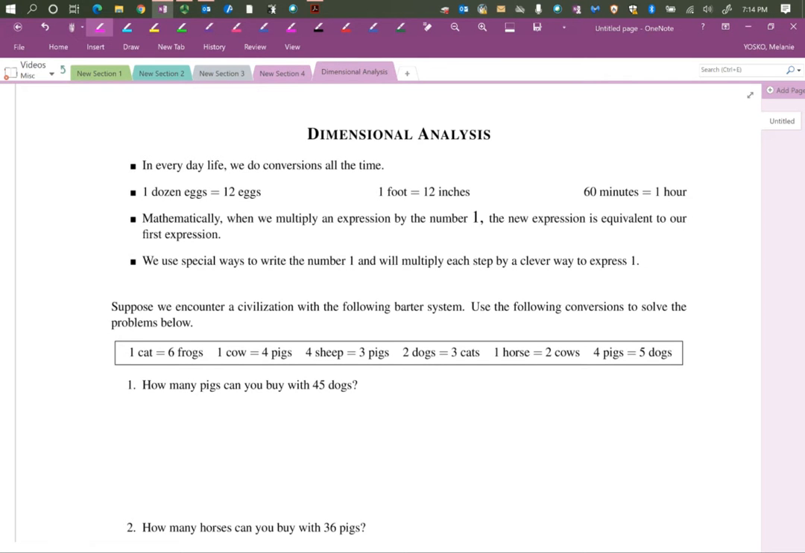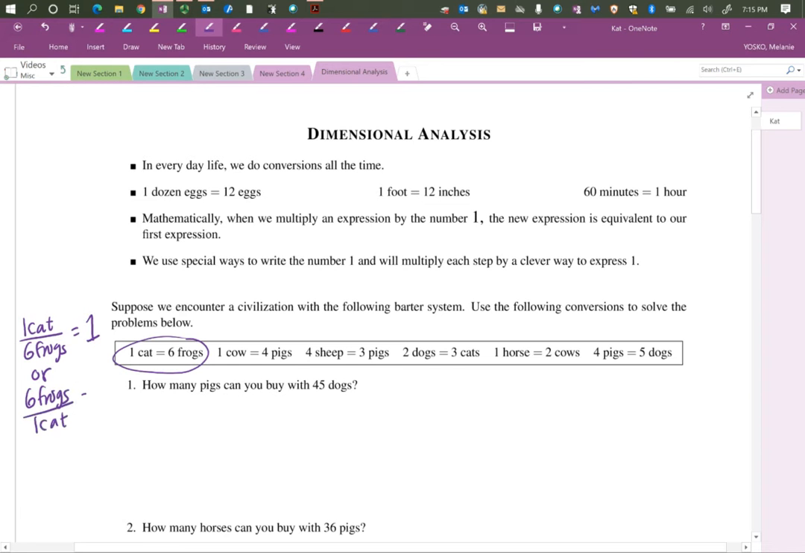So we're going to think about this, like I said, as the number 1. These two things are equal. So let's just look at this. 1 cat is equal to 6 frogs. So if you're going to multiply by the number 1, 1 cat and 6 frogs would be like multiplying by exactly the same thing. Or you could say 6 frogs divided by 1 cat. Since these are equivalent, it's the same as multiplying by the number 1. So that's the premise of this.